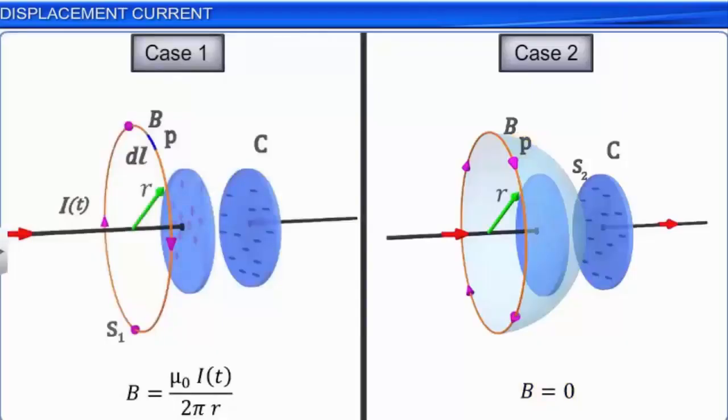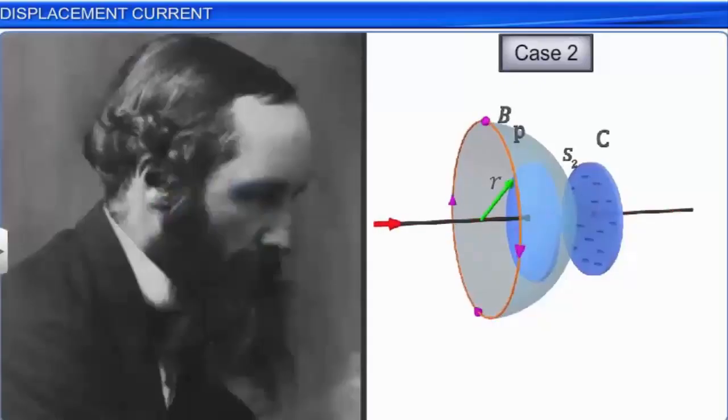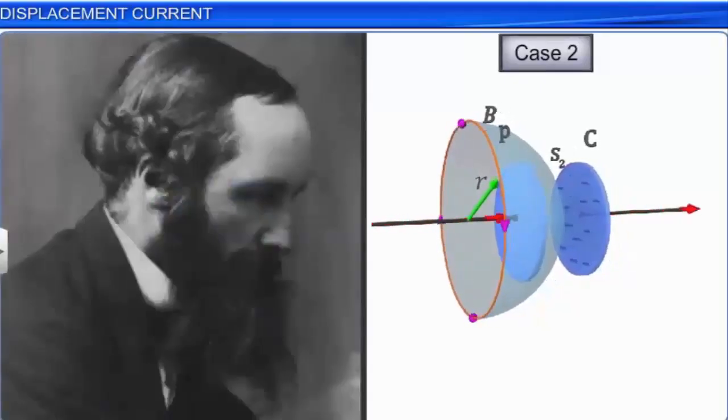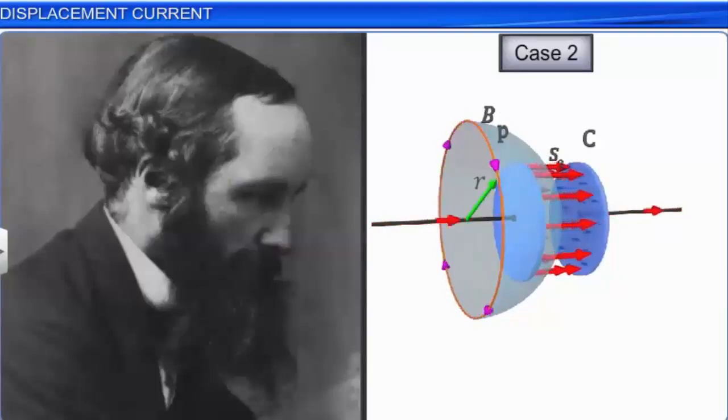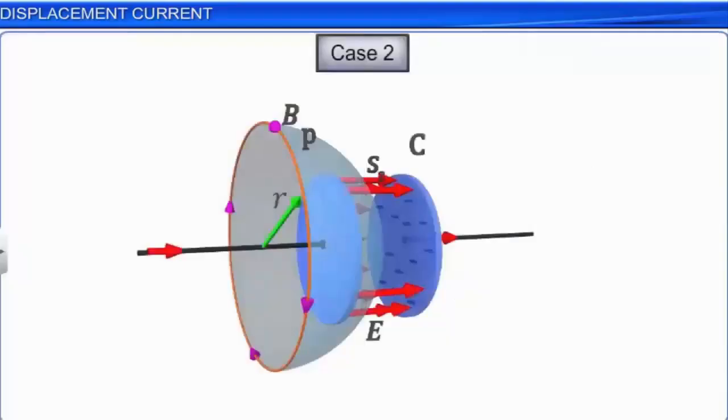Then Maxwell suggested that on close observation of the surface S2 between the plates of the capacitor, we can write the missing term in terms of the electric field that passes through the surface S2. This electric field produces some current between the plates of the capacitor. Now, let us calculate the current due to the electric field between the plates of the capacitor.